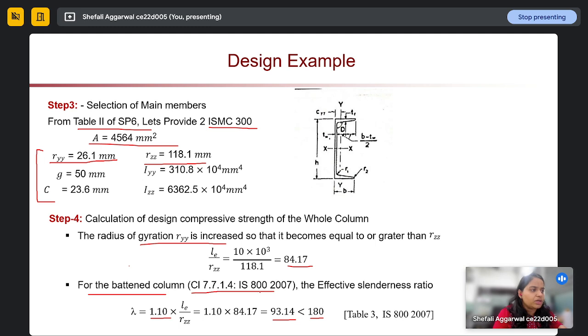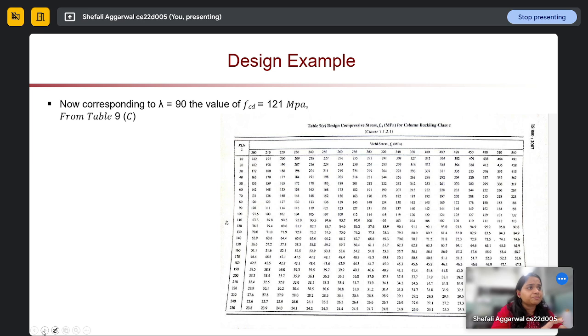So these are all design steps. These are all clauses we have already read about in the previous week's lectures, like what should be the design considerations for the batten system. So the same things we are applying in this example.